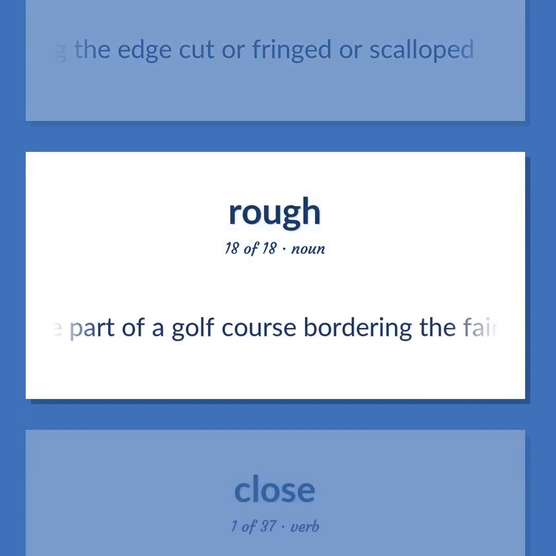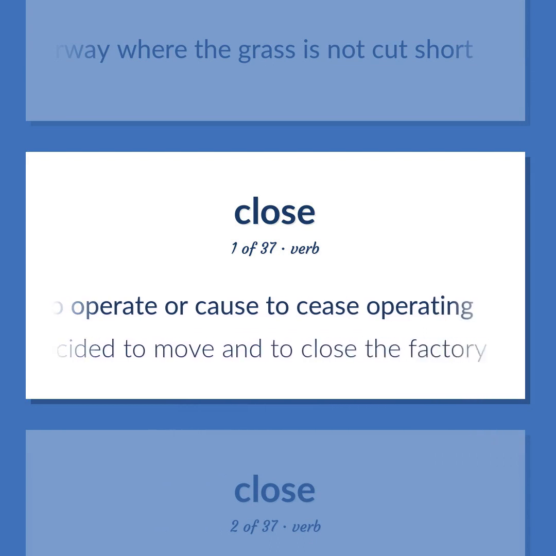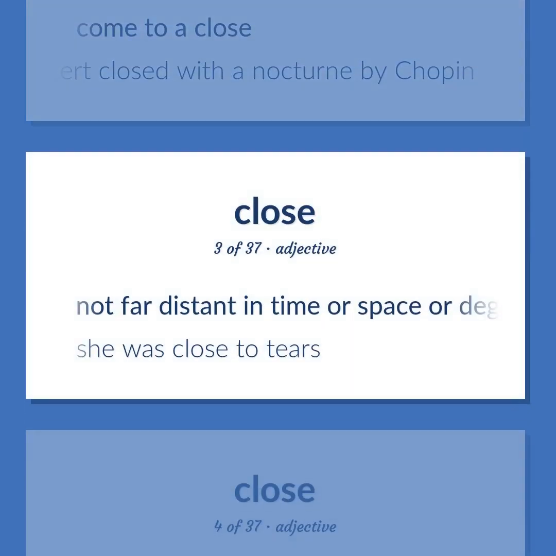The part of a golf course bordering the fairway where the grass is not cut short. Cease to operate or cause to cease operating. The owners decided to move and to close the factory. Come to a close. The concert closed with a nocturne by Chopin. Not far distant in time or space or degree or circumstances. She was close to tears.